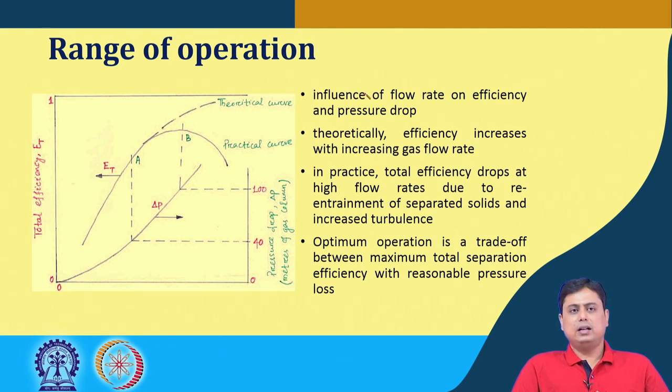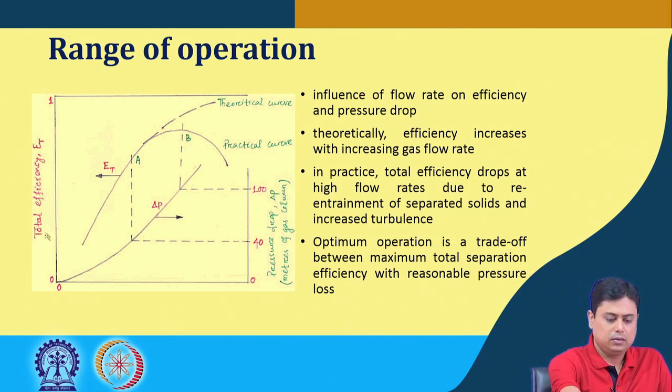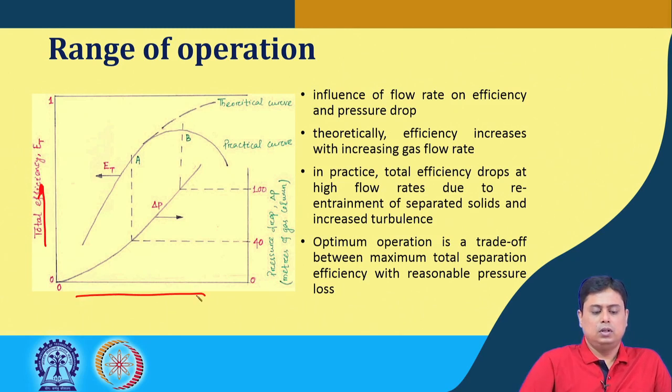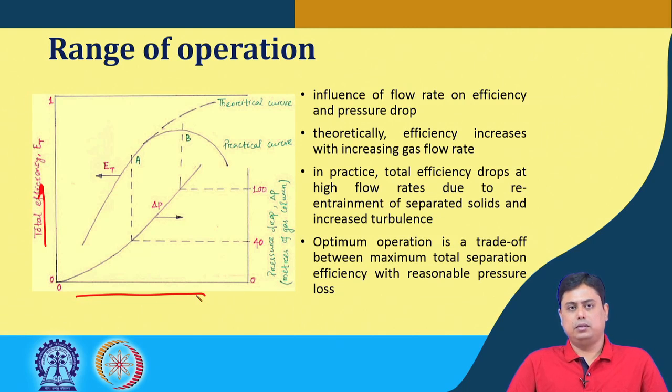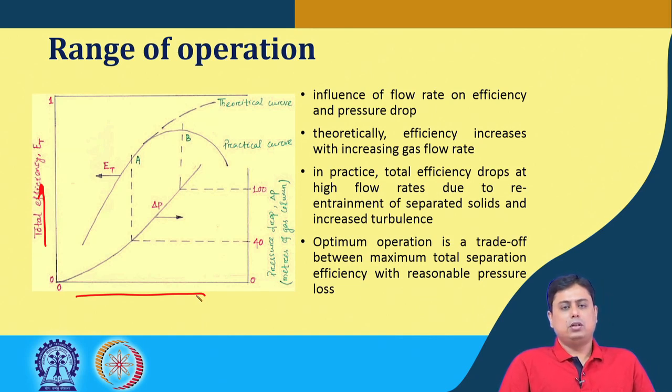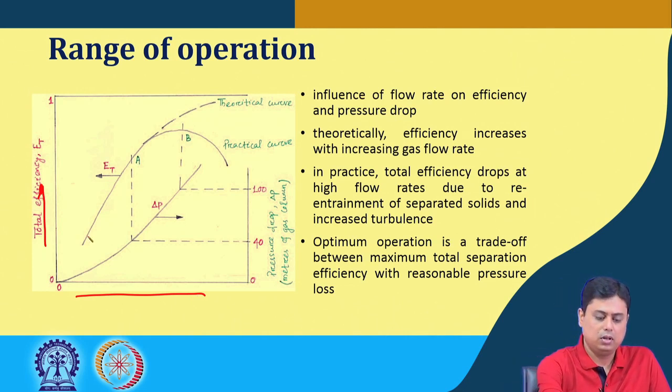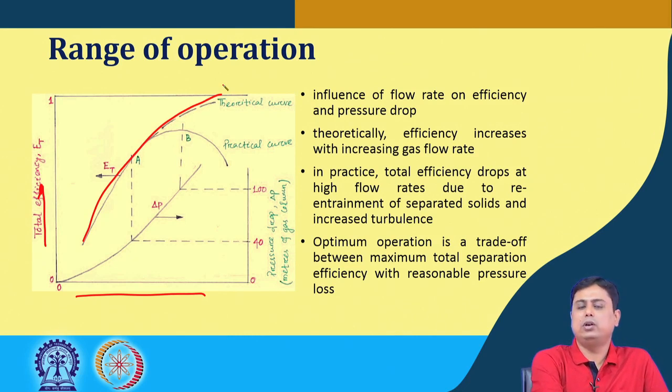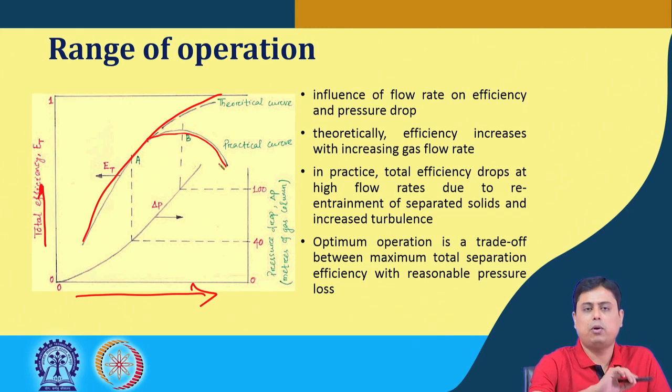So, this plot basically is the total efficiency on the y axis, and this is the flow rate on the x axis. Now, this influence of flow rate on the efficiency and pressure drop is one of the vital characteristics of a cyclone separator. Theoretically, the efficiency increases as the gas flow rate increases, but in practical cases that does not happen. This is the ideal, theoretical case, that it will go on increasing with the increasing gas flow rate, but practically it has been seen that it deviates after a certain point, and the efficiency drops at high flow rate.